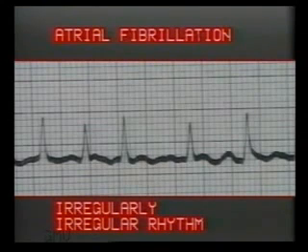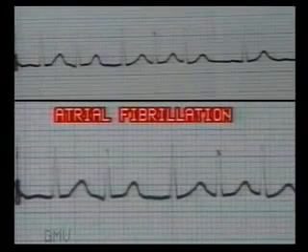In this ECG, the QRS complexes are seen at irregular intervals. There are no P waves preceding the QRS complexes, and the baseline is finely irregular as if vibrating. This is atrial fibrillation. Note the finely irregular baseline and irregularly occurring QRS complexes.